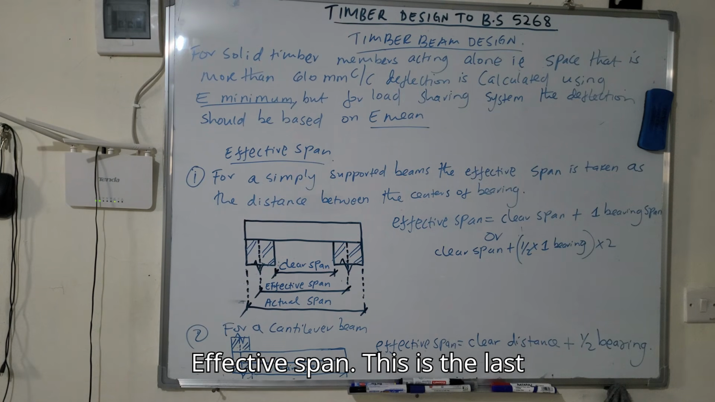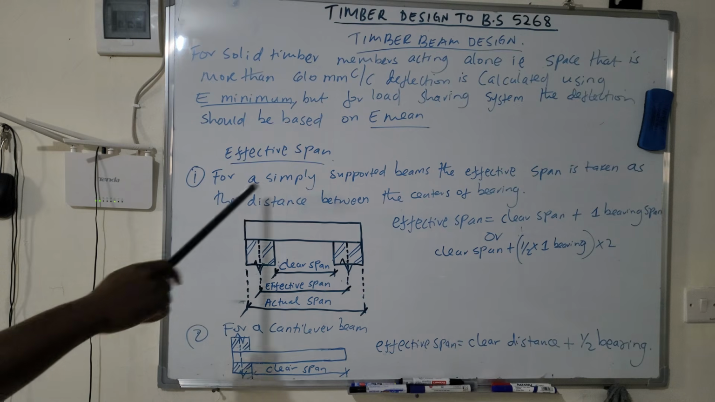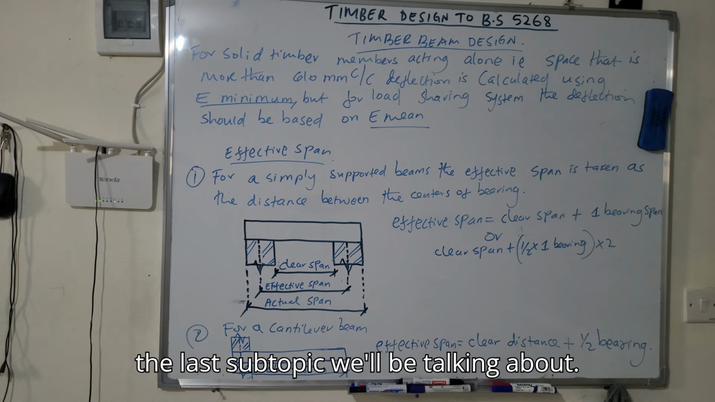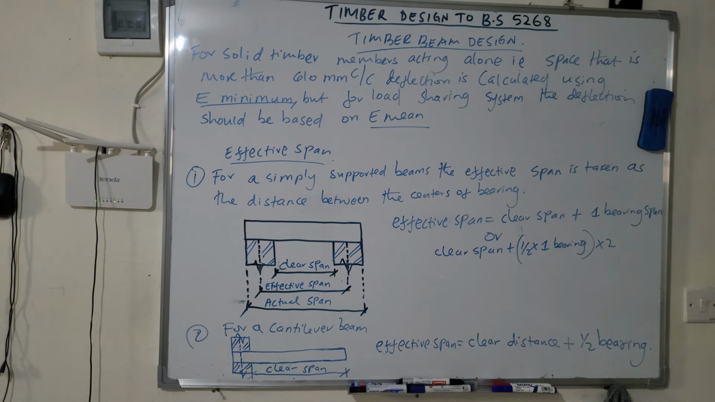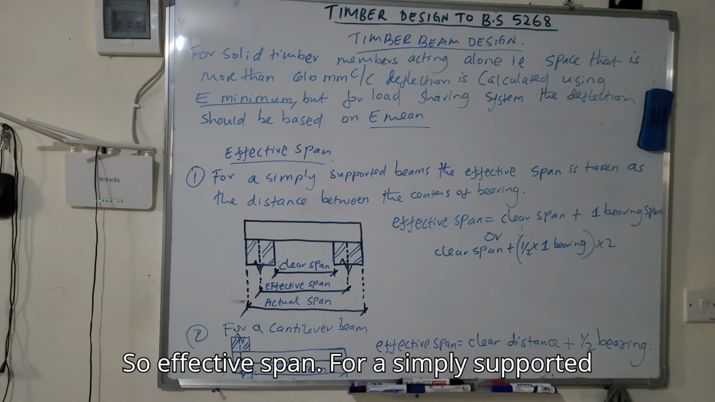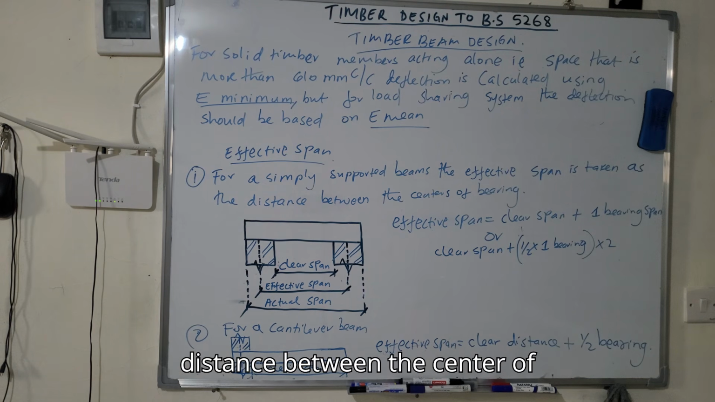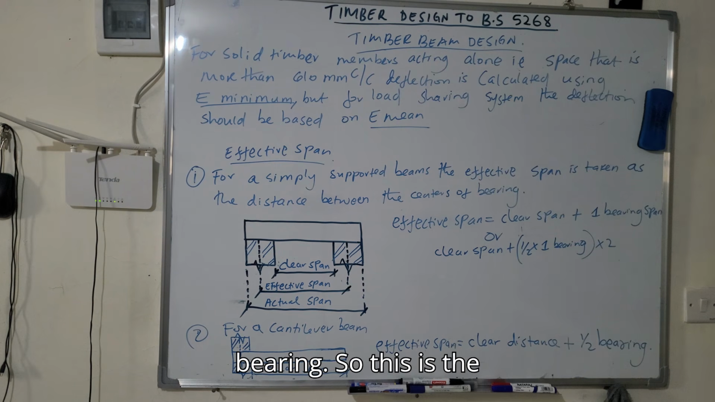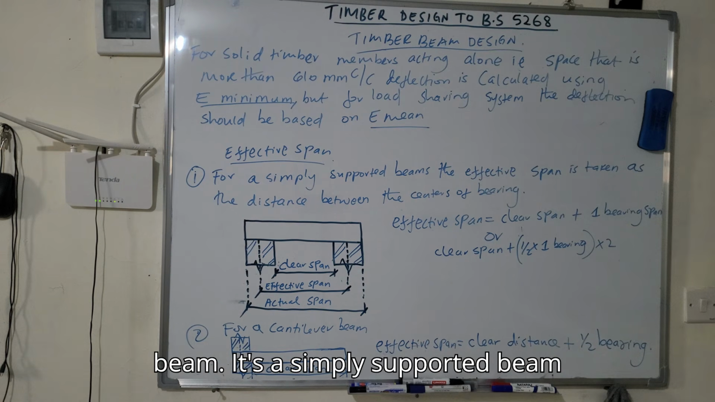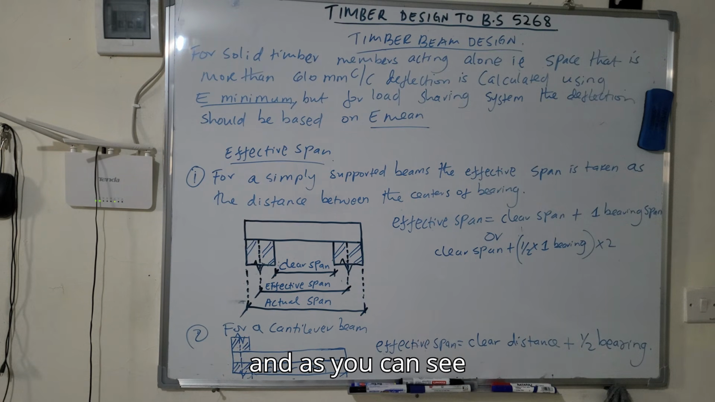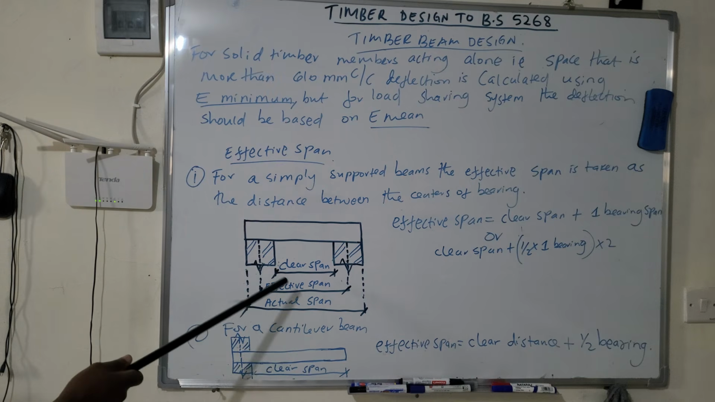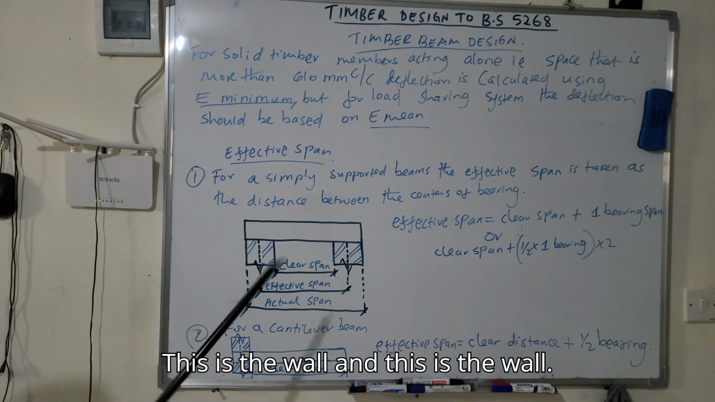Effective span. This is the last subtopic I will be talking about. So effective span. For a simply supported beam, the effective span is taken as the distance between the center of bearing. So this is the beam. It's a simply supported beam. And as you can see, this is the wall and this is the wall.